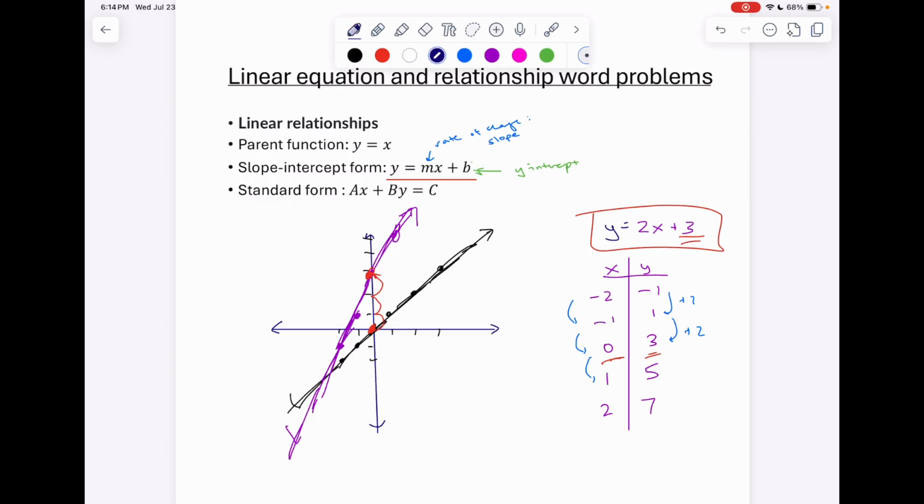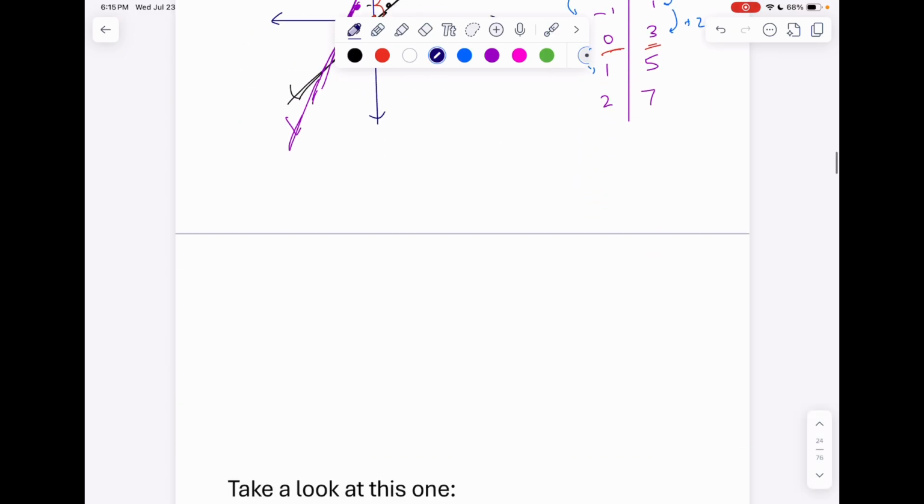We also have the standard form, and this works really well when we have 2 rates of change. We have a and b as our rates of change because they're both attached to our variables, and c is our total. So let's look at how this works.